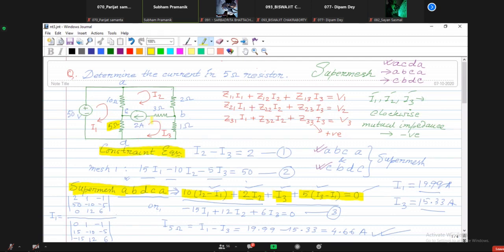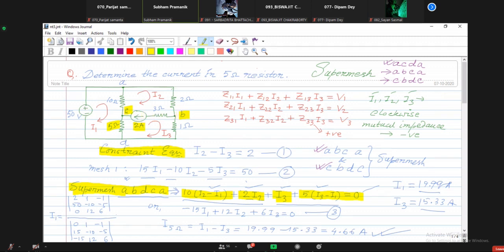What is that constraint equation? Now, if you consider that branch, what is the current value? 2 ampere. And this 2 ampere is contributed by which two currents? I2 and I3. I2 is flowing from B to C. I3, on the other hand, is flowing in the opposite direction, C to B.